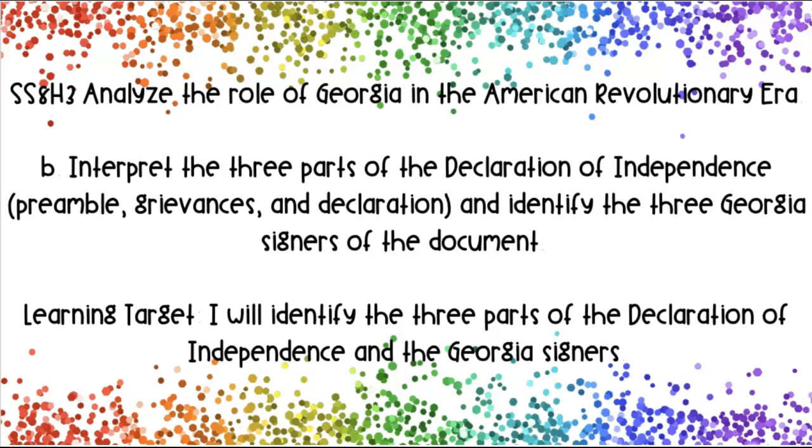SS8H3: Analyze the role of Georgia in the American Revolutionary Era. Element B: Interpret the three parts of the Declaration of Independence, the preamble, the grievances, and the declaration, and identify the three Georgia signers of the document. Our learning target: I will identify the three parts of the Declaration of Independence and the Georgia signers.